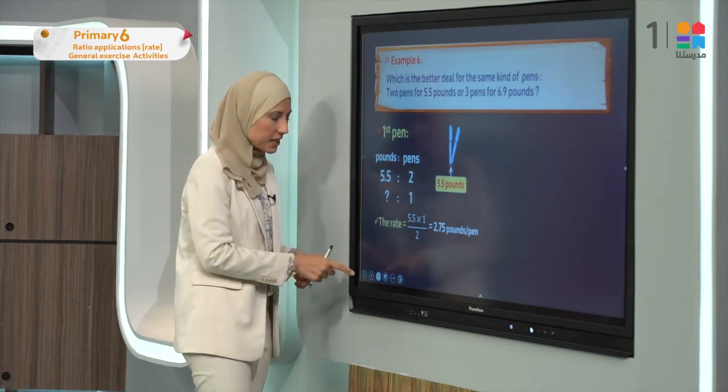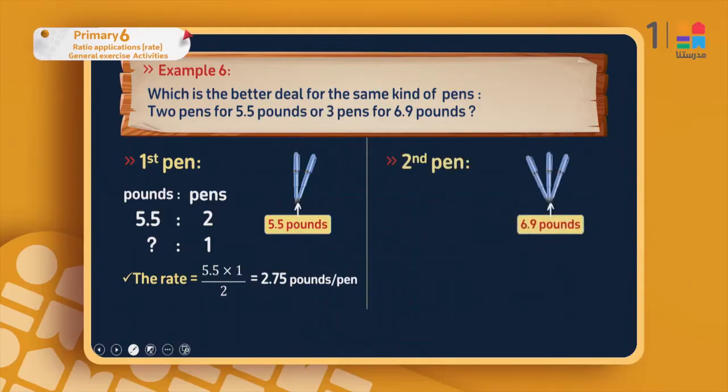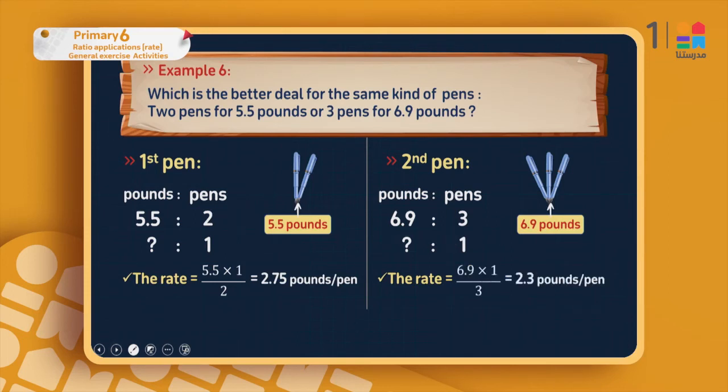Let's see the second deal. So I will write under the pounds 6.9 for every 3 pens. So I want to know how much I will pay for every 1 pen. So I will write my rate under the pens and make cross multiplication to find my rate. So my rate will be 6.9 times 1 divided by 3. So it will be 2.3 pounds per pen.